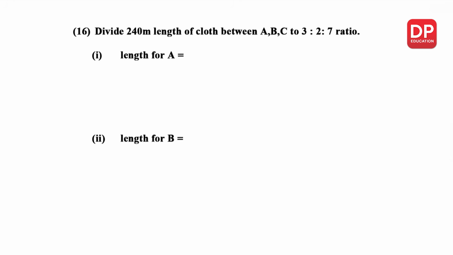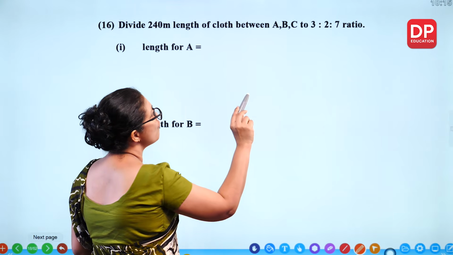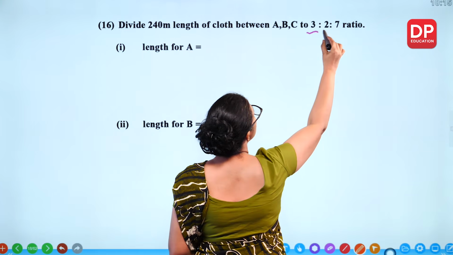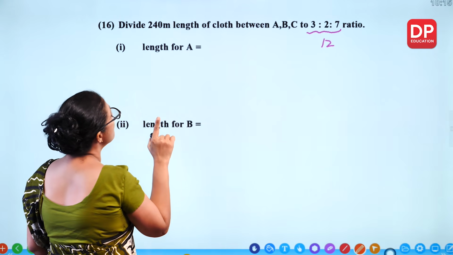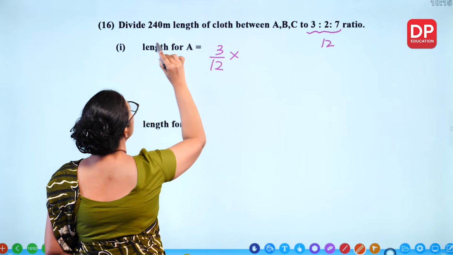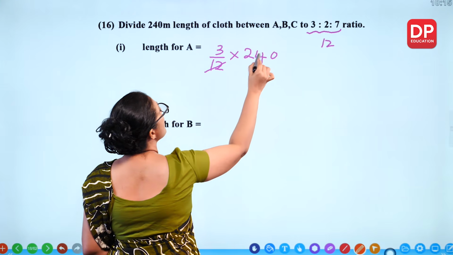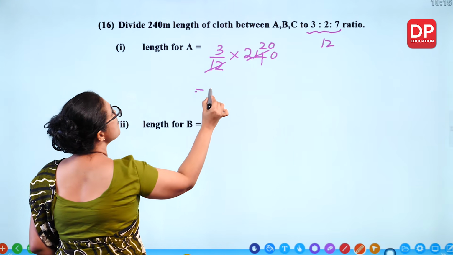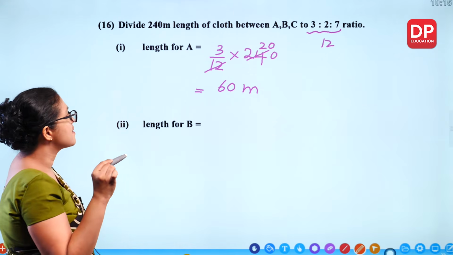Divide a 240 meter length of cloth between A, B, C in the given ratio 3 to 2 to 7. So what's the total number of parts? 3 plus 2, 5, 5 plus 7, 12. So altogether 12 parts are there. What's the length for A? As a fraction, this is 3 over 12, times the total length 240. 12 times 20 is 240, 3 times 20, that's 60. So this is in meters. The length for A is 60 meters.